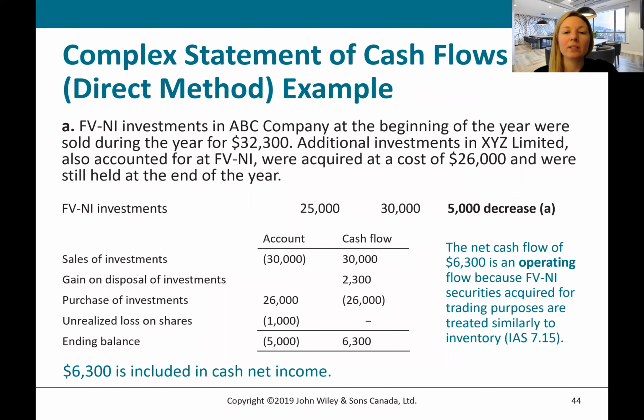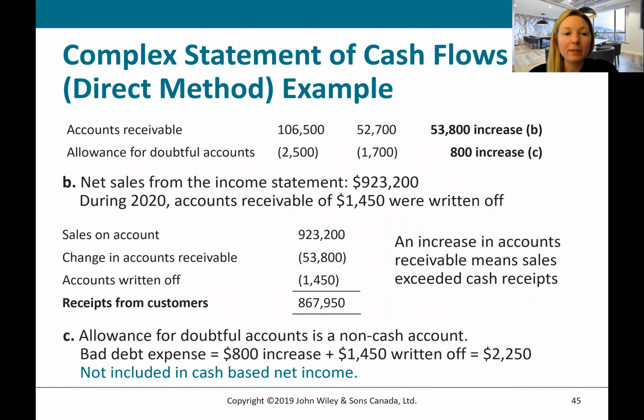Okay, so we don't need to worry about that. So here we go, fair value net income investments were sold during the year for $32,300. Additional investments, also accounted for at fair value net income, were acquired at a cost of $26,000 and were still held at the end of the year. So that's some supplemental information. We've got some sales written off.